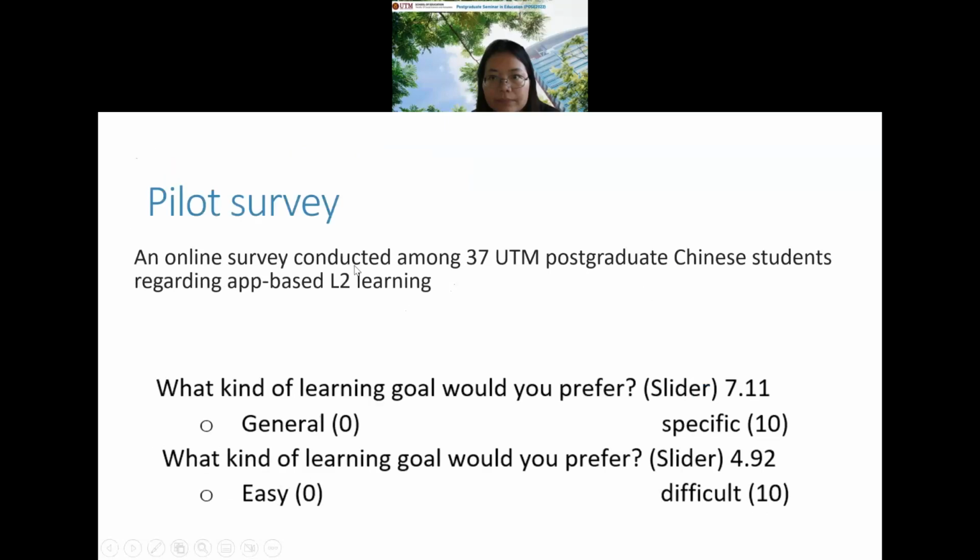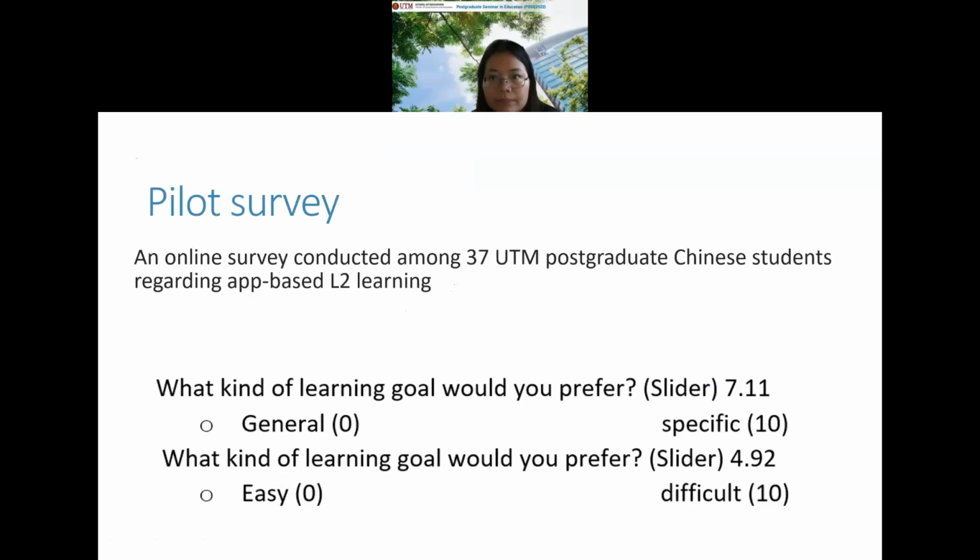Now, from a pilot study I've done among 37 UTM postgraduate Chinese students with regard to APP-based second language learning, I asked them these two questions. First, what kind of learning goal would you prefer, from general to specific? And second, from easy to difficult. It's a slider you can choose from 0 to 10.